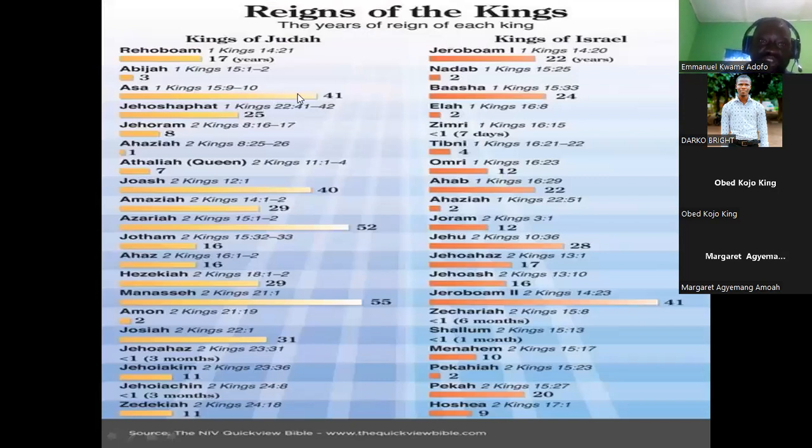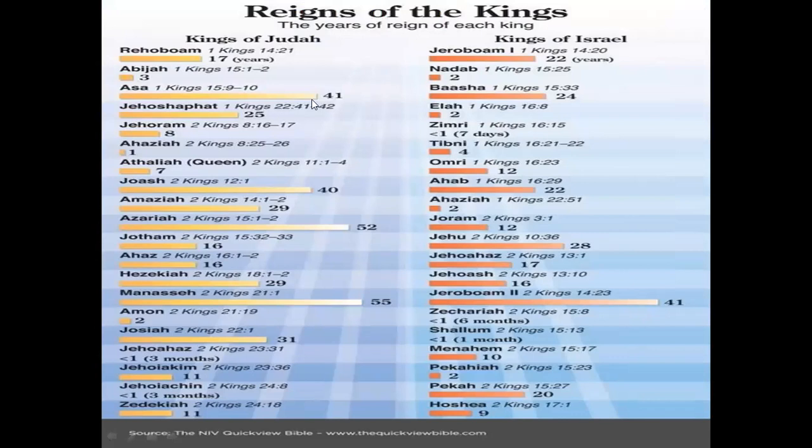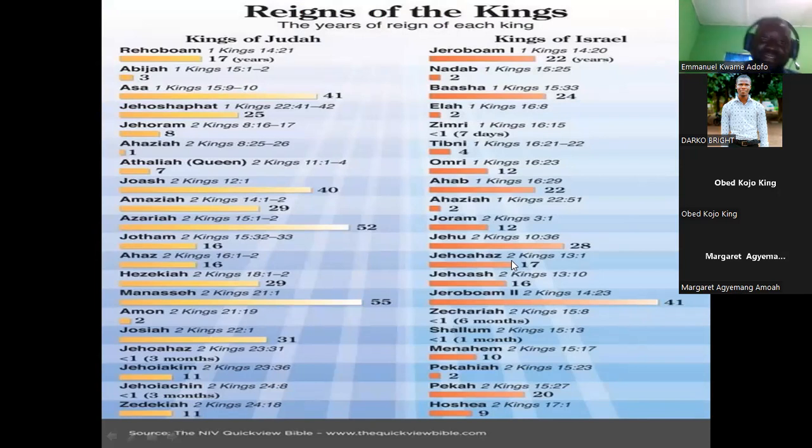This is just a way of trying to put the graph to let us see the long reign of each of them. So if you come to the southern kingdom, the longest reign was 55 years. But on the other side, the longest reign was just 41 years. So we have 41 years reign against 55 years. In fact, when it comes to the southern kingdom, 41 was their third highest, but in the northern kingdom, it was the highest reign. Okay. Any question up to this point?